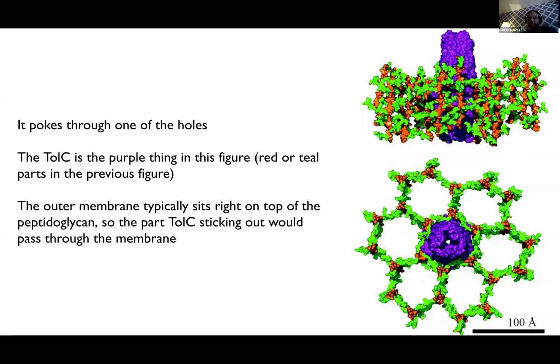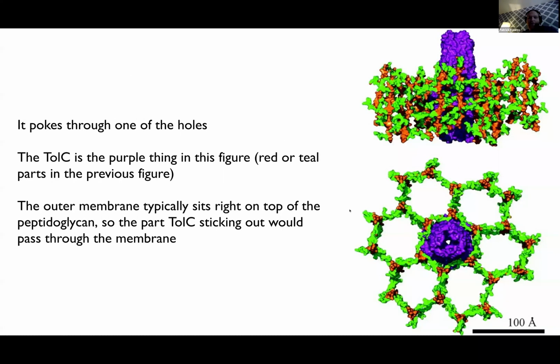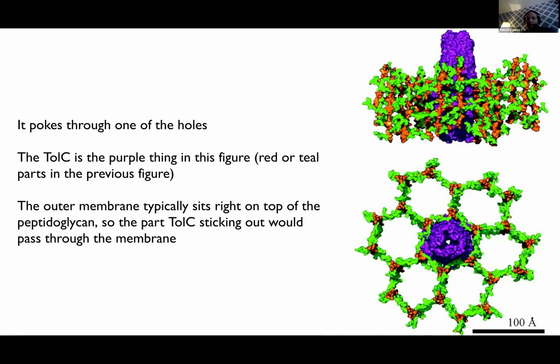The TolC is the purple thing, and on the other side, it's the teal. It's poking through this. It's sitting right on top of the peptidoglycan, so it's sticking out through the membrane, basically poking its way through these pores. So for things that are too big or too toxic to move directly through a cell wall, a TolC AcrAB pump will push it through and push it out of the cell.